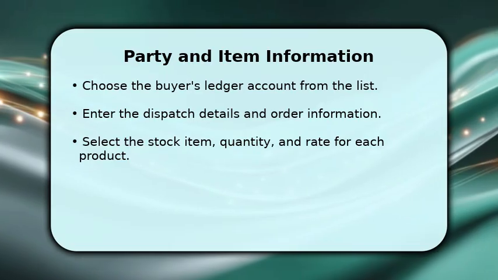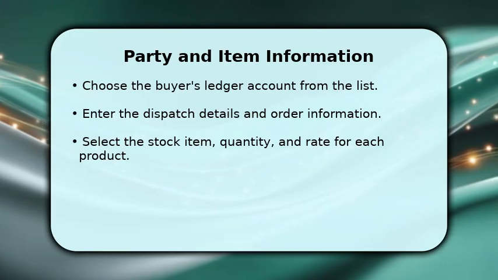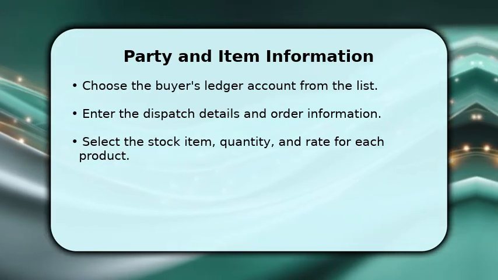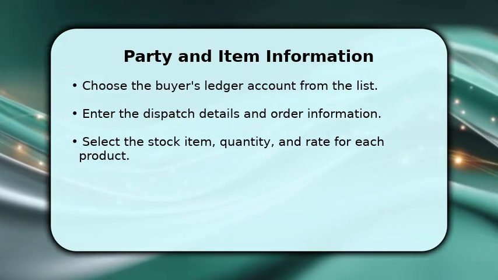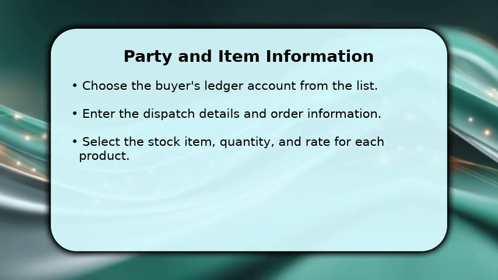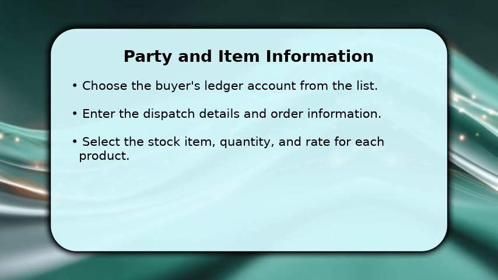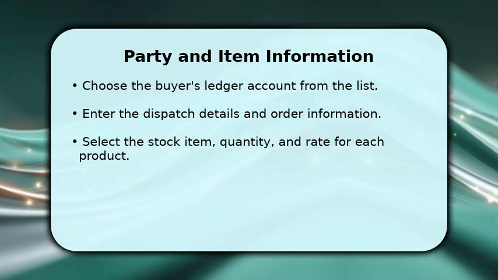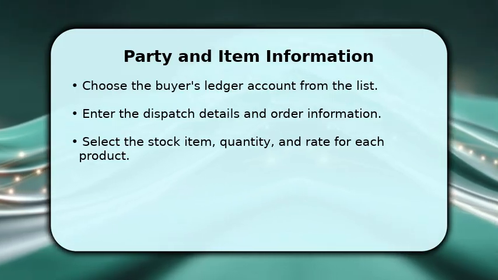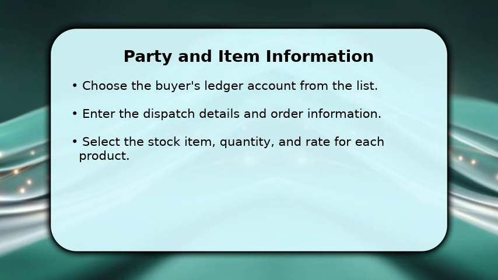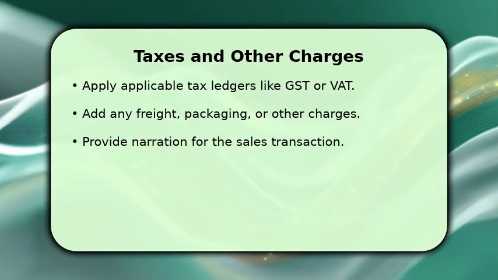Next, you will input the essential details for your sales transaction. First, select the appropriate buyer's ledger account from your existing list. Then, proceed to enter any relevant dispatch details and order information, such as the order number or delivery note. After that, carefully select each stock item being sold, specifying the exact quantity and the corresponding rate per unit. Finally, ensure you select the correct sales ledger, like sales at 18% GST, to categorize the revenue accurately for accounting purposes.